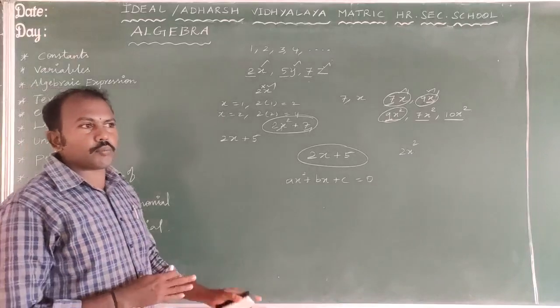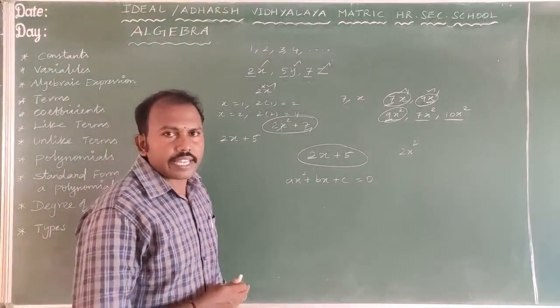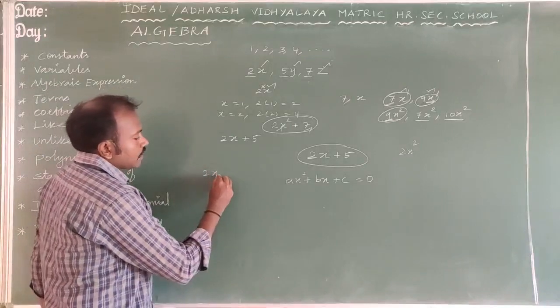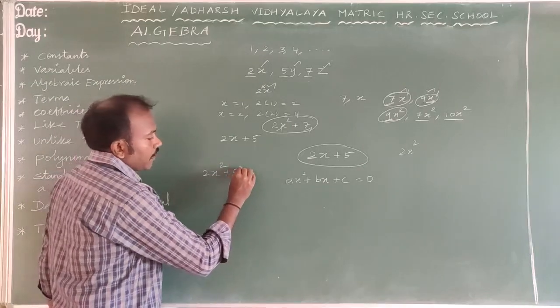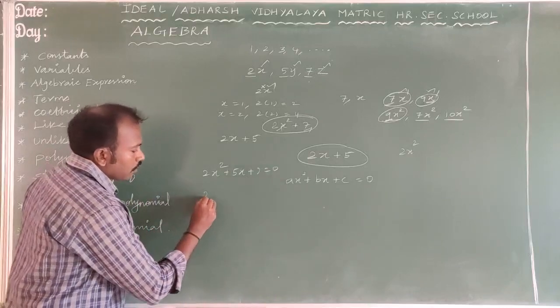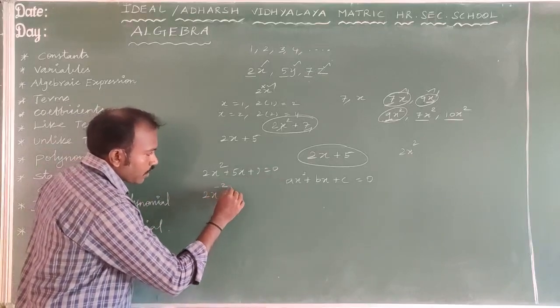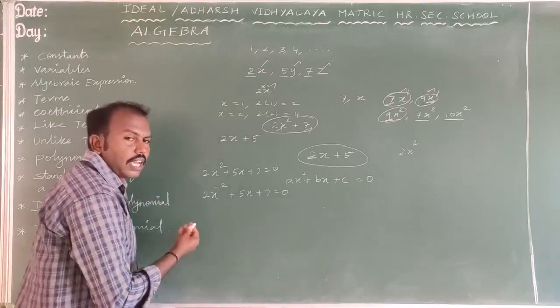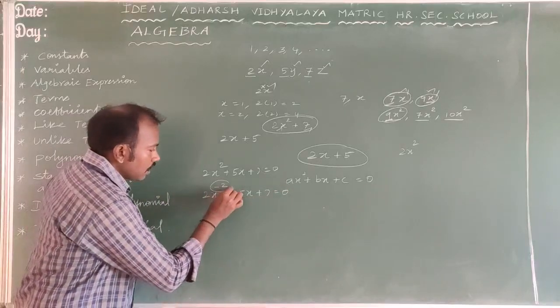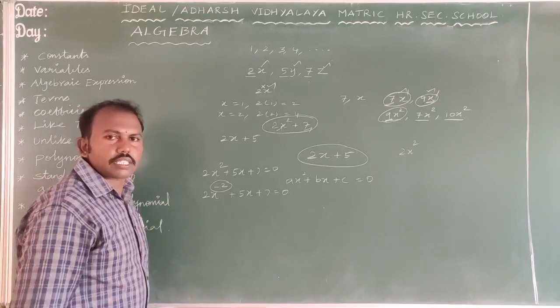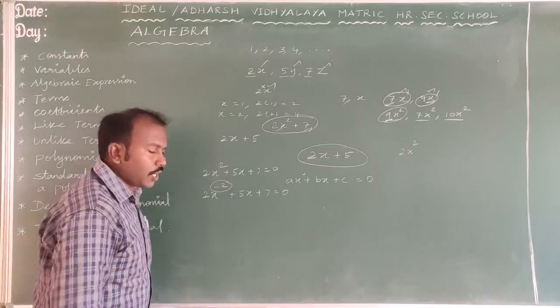So first, a polynomial has non-negative powers. For example, 2x squared plus 5x plus 7 is equal to 0. This is a polynomial. Then 2x to the power minus 2 plus 5x plus 7 is equal to 0. This is not a polynomial because there is a negative integral power. Okay? So fraction form will not come.